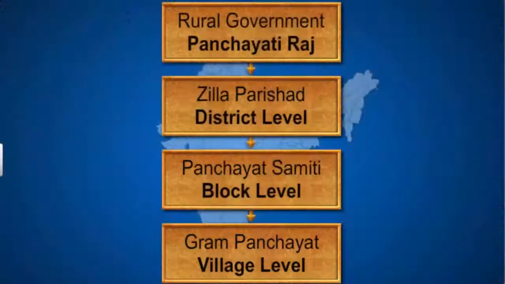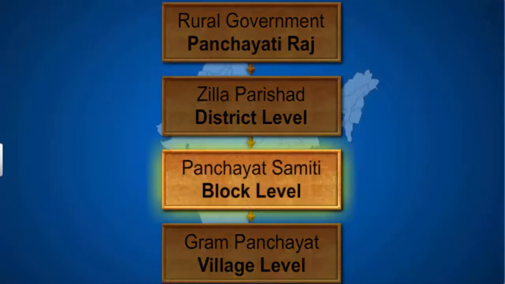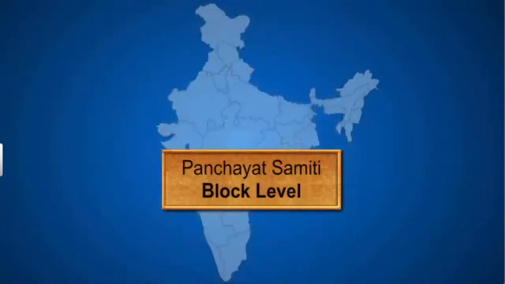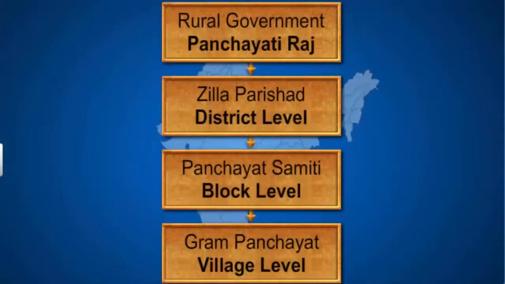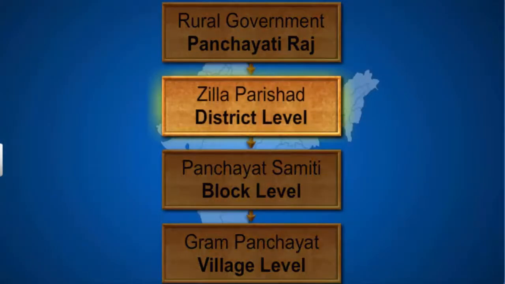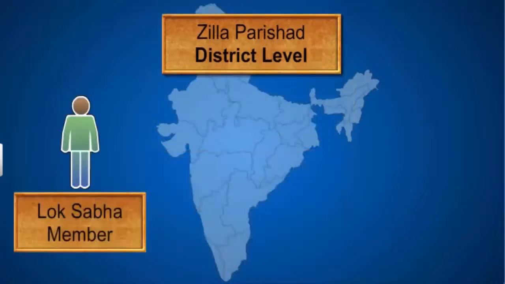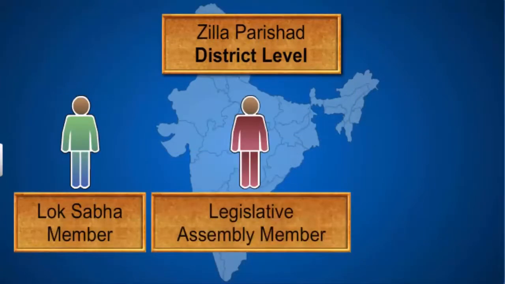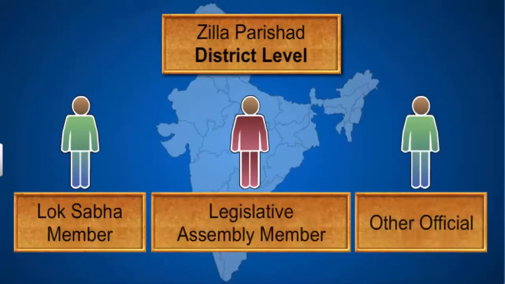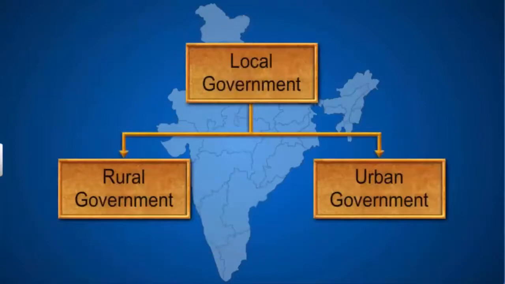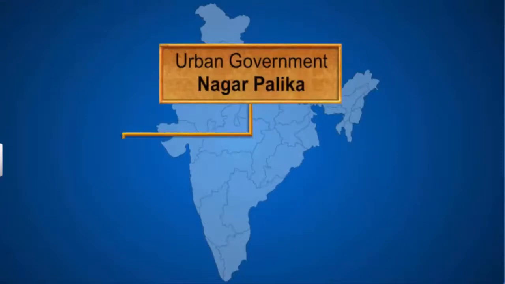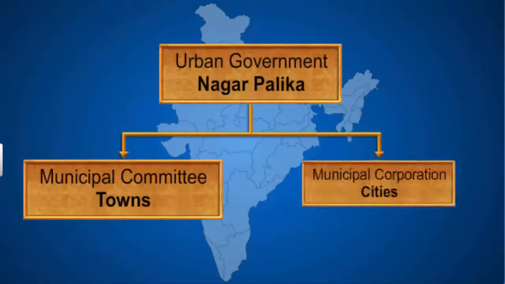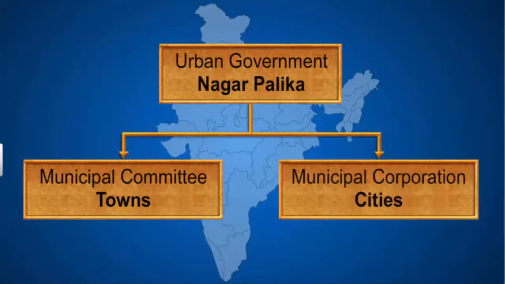The Gram Panchayats together form a Panchayat Samiti, also known as a block or mandal. The members of this body are elected by the members of the Panchayats in that area. All the Panchayat Samitis together form the Zilla Parishad. Members of the Lok Sabha and members of the Legislative Assembly, along with some other officials, are members of the Zilla Parishad. The urban local government or Nagar Palika comprises the municipal committees in towns and municipal corporations in big cities. The members are elected by the people.